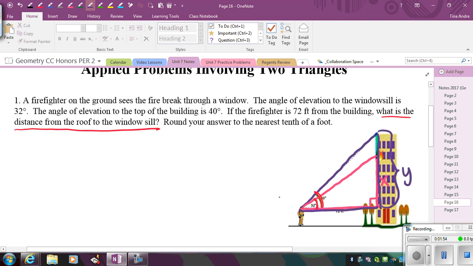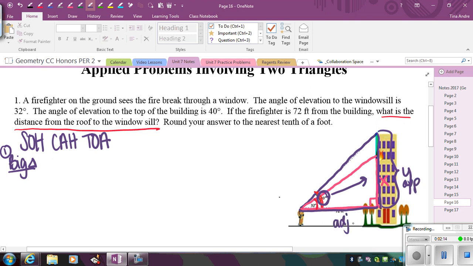So let's go ahead and start with solving for the big right triangle. It doesn't matter which one you start with. But if I think about SOHCAHTOA, we look at the big triangle. So this will be my first step. I have the 40 degrees. This will be my opposite. This will be my adjacent. So that means I'm going to be using tan. So tan of 40 degrees is equal to the opposite over the adjacent. So we're going to cross multiply. We get y equals 72 times tan of 40.